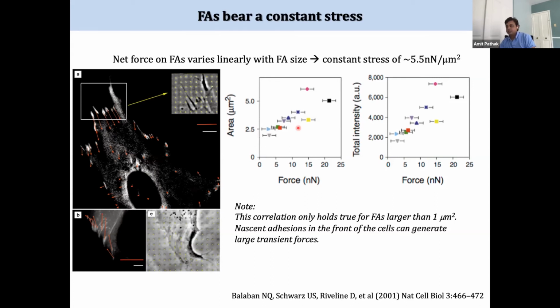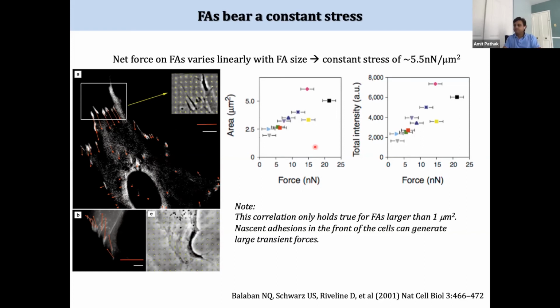Any focal adhesions that are smaller than 1 micron square, as you can see here, the area of focal adhesion kind of starts around 2. And the note in the paper is that if the focal adhesion size is smaller than 1 micron square, then the force they support is all over the place. It doesn't go linearly, because those are very transient processes. A very small adhesion can support a large amount of force for a few seconds, then it will rupture. So then this linear relationship doesn't really hold. This is only true for more stable and bigger focal adhesions, not so much for transient adhesions that might be present in the front of the cell.